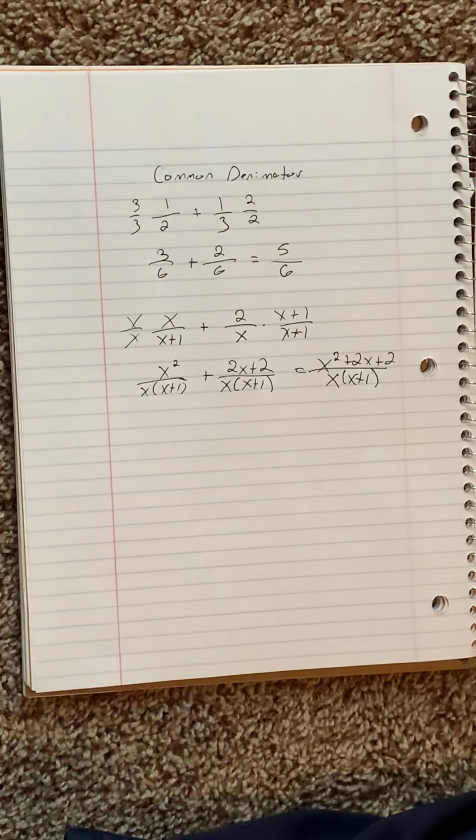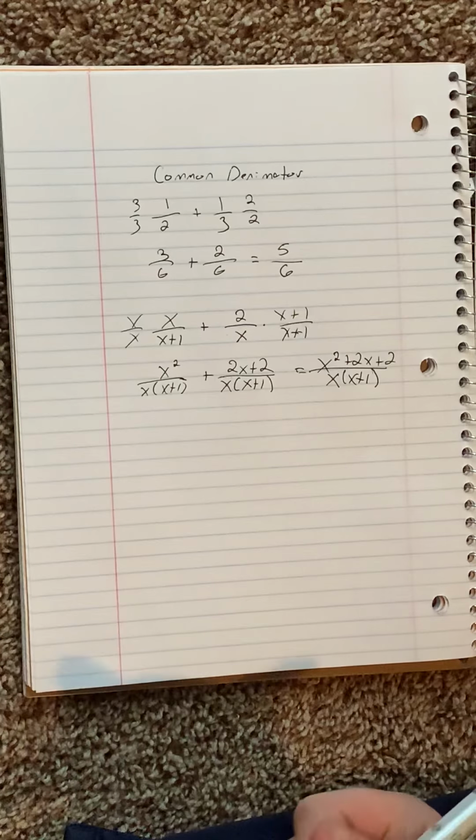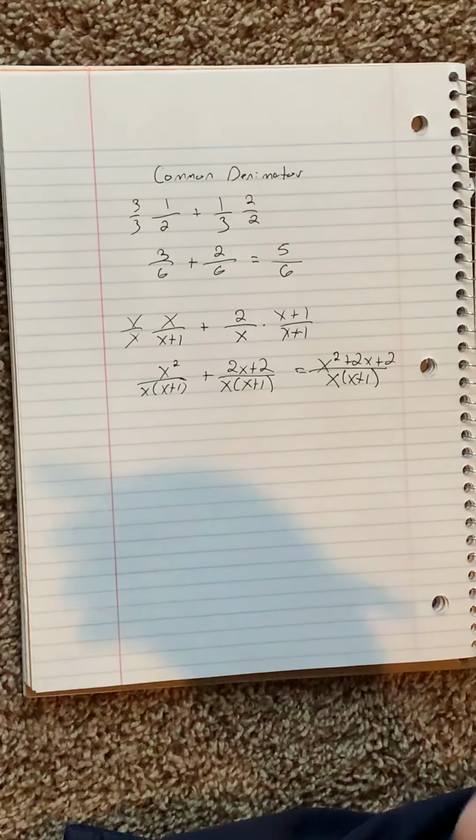So this is a very basic look at adding and subtracting rational expressions and having a common denominator. I'll do another video of maybe another complicated example to see what that looks like.